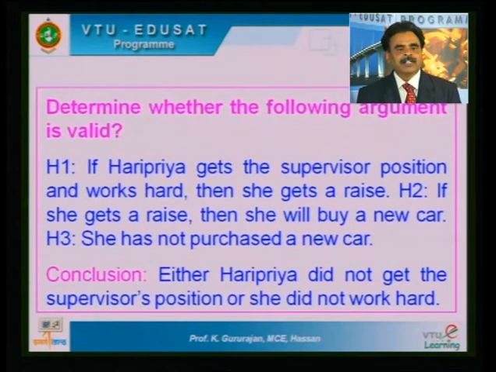To understand more, let me consider another problem very much similar to that. The first premise is, if Haripriya gets the supervisor position and works hard, then she will get a rise in the salary. The second premise is, if she gets a rise, then she will buy a new car. The third premise is, she has not purchased a new car. So therefore, the conclusion of the argument is, either Haripriya did not get the supervisor position or she did not work hard. This problem is very much similar to the previous problem that we discussed.